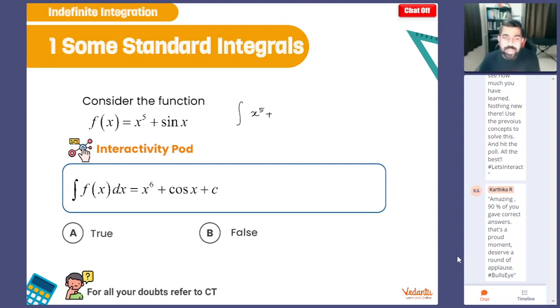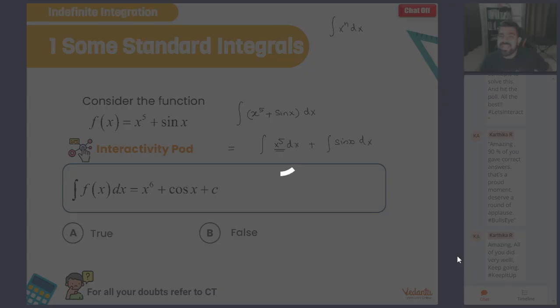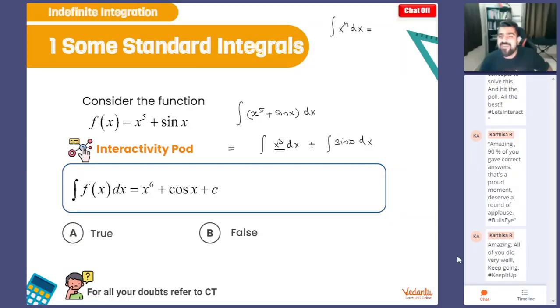So how do you do this? So integral f of x dx. So use the properties. Use what I taught you. So when you have two functions summed inside the integral, you can split the integral as integral of first function plus integral of second function. Now this looks like integral x to the power n dx. What will that be? That will be x to the power n plus 1 by n plus 1 plus c.